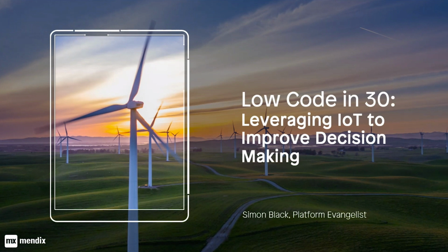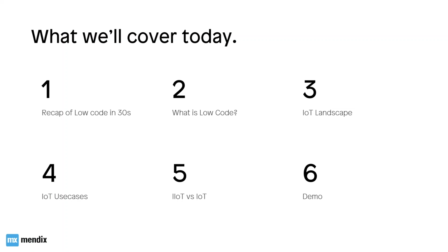In today's Low Code in 30, we'll be leveraging IoT to improve decision making. In today's webinar, we'll first take a look at the Low Code in 30s that you might have missed previously. We'll take a look at Mendix as a low code platform. We'll then address what is IoT and the use cases that can be built using IoT platforms, and the difference between those different types of IoT, whether they're industrial IoT or whether they're traditional IoT. And finally, we'll showcase a demo of the Mendix platform, leveraging AWS IoT and the Siemens MindSphere platform.